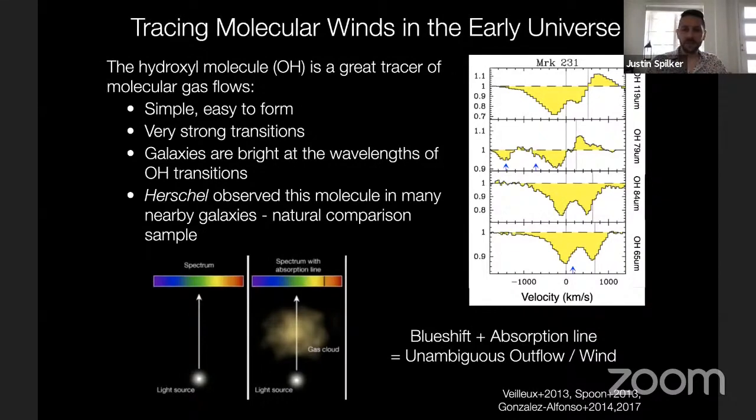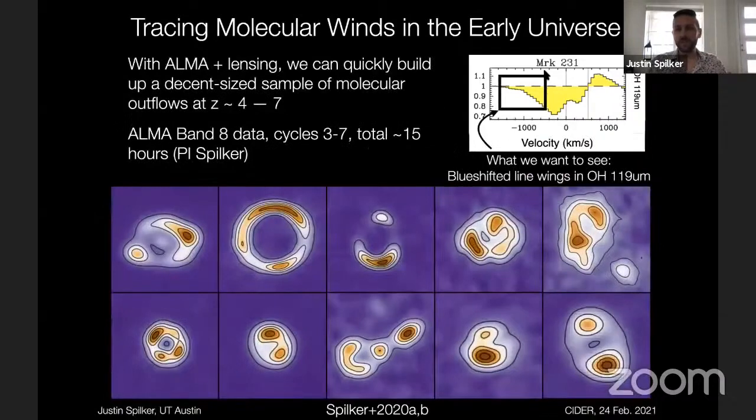So it's just a really nice, easy built-in comparison sample. And so the signature that we're looking for here is this blueshifted line wing. So the fact that you're seeing this line in absorption tells you that the gas is in front of the galaxy. The fact that it's blueshifted tells you that it's moving towards you. And so the fact that you can combine those two little pieces of information tells you that this must be outflowing gas. And so I'm targeting a sample of about 11 galaxies from this SPT survey from redshift 4 to 11.